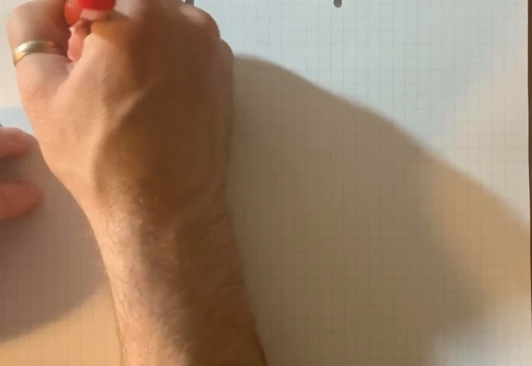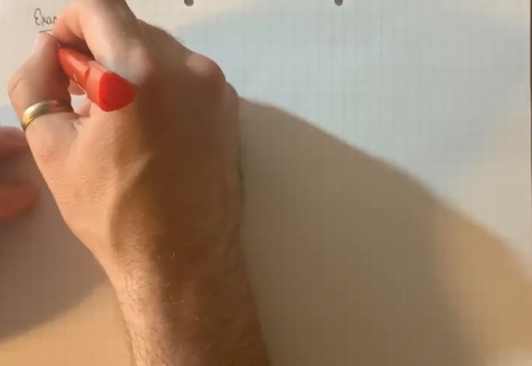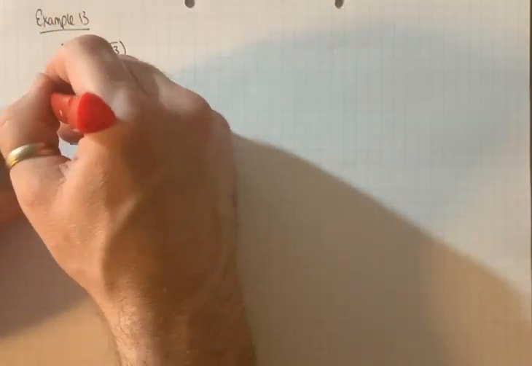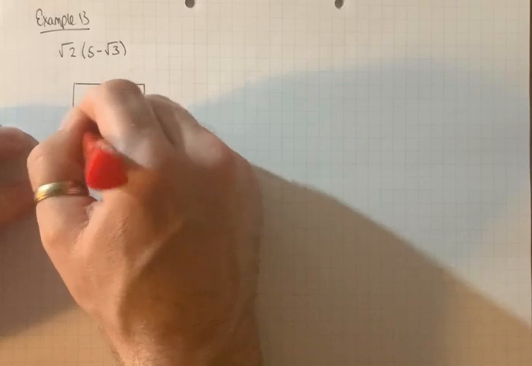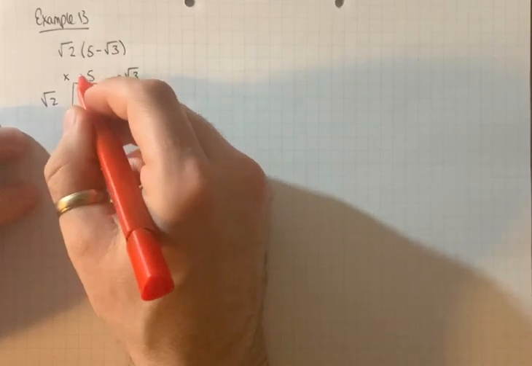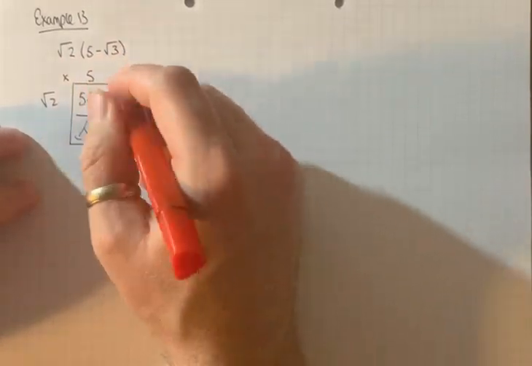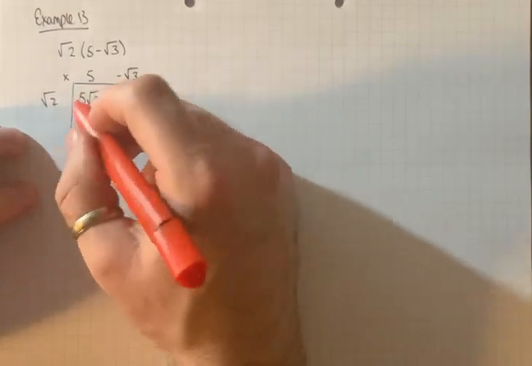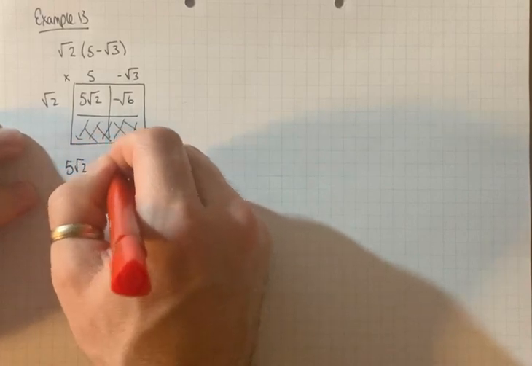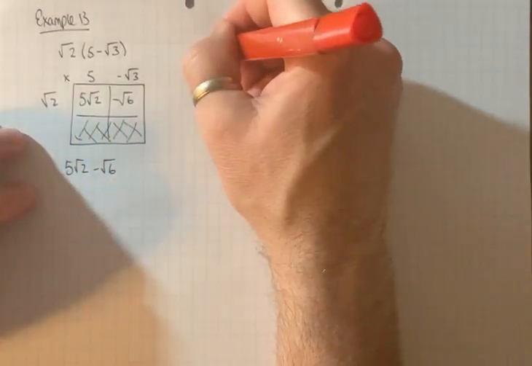Example 13. Expanding involving surds. Root 2 times 5 minus root 3. Let's go for box number 3 and do a bigger box this time, yeah? Root 2 times 5 minus root 3. Well, 5 lots of root 2 is simply 5 root 2. Root 2 times root 3, going back to the multiplication rule, is just root 6. So this is simply 5 root 2 minus root 6. There's no more you can do with that.